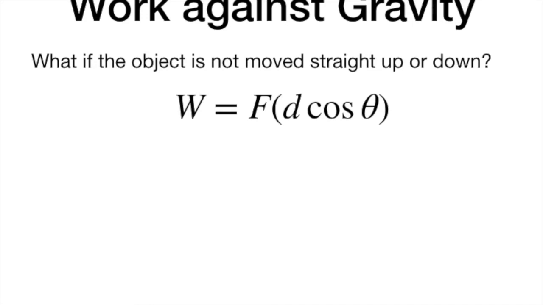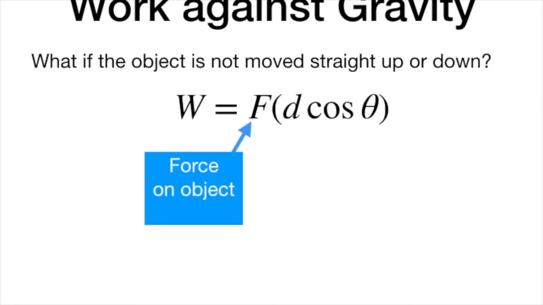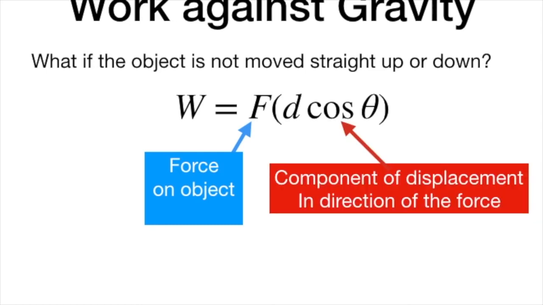Now we don't always lift objects straight up or straight down. This is the case where it makes more sense to group the force on its own and then think about the component of the displacement that's in the direction of the force. It's not always going to be in the same direction, it could be the opposite direction. But when we're talking about gravity, that is going to be the vertical component.